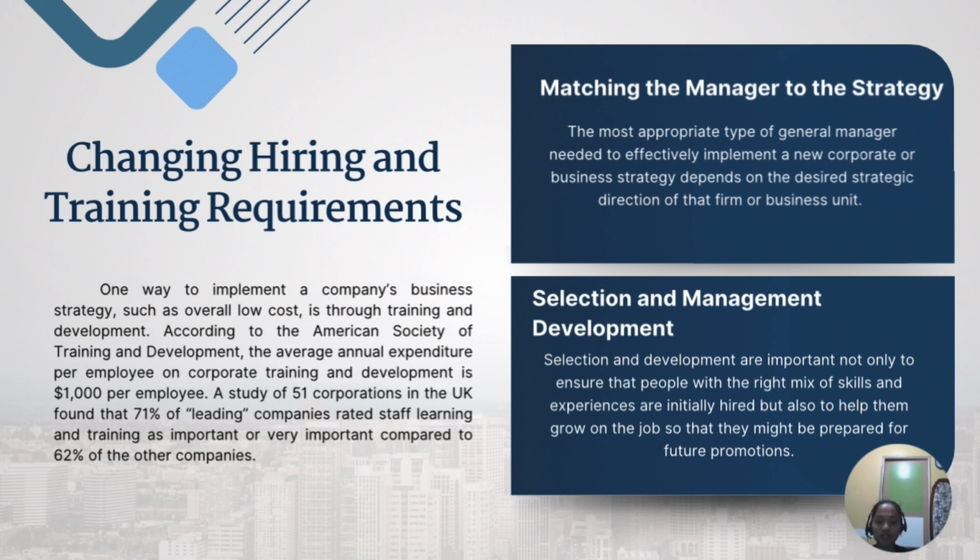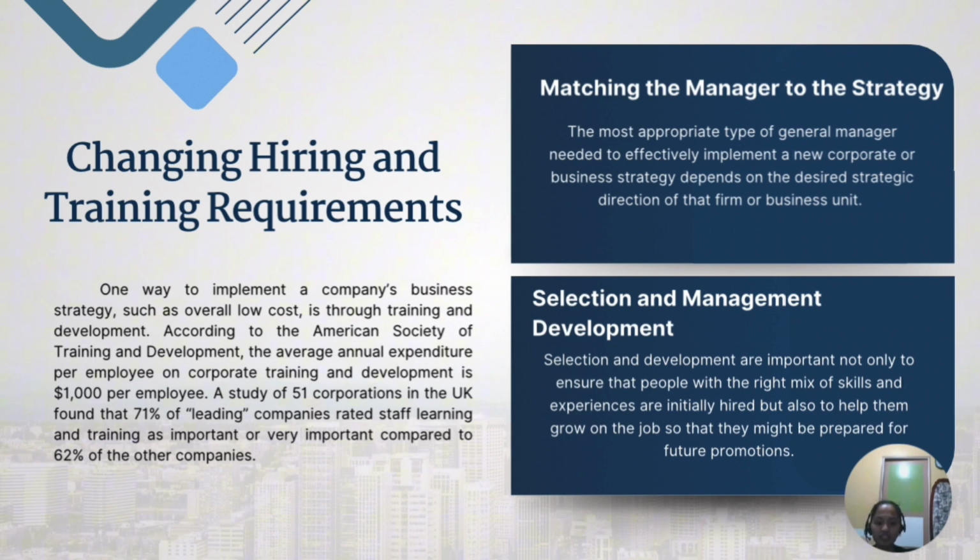Next one is matching the manager to the strategy. Matching the right manager to the strategy is not a one size fits all approach. It requires a thoughtful assessment of the organization's goals and the manager's skills and attributes to ensure successful strategy implementation. Executive characteristics influence strategic outcomes for corporations. It is possible that a current CEO may not be appropriate to implement a new strategy.